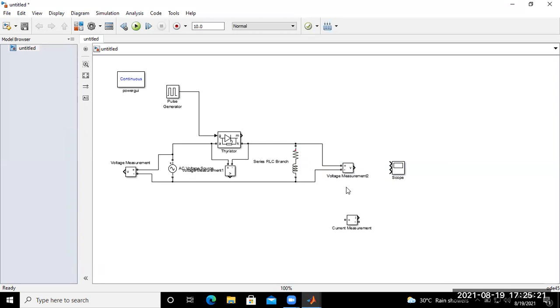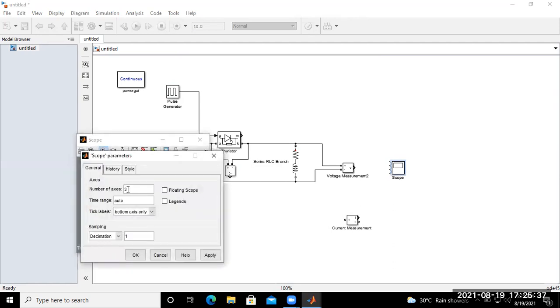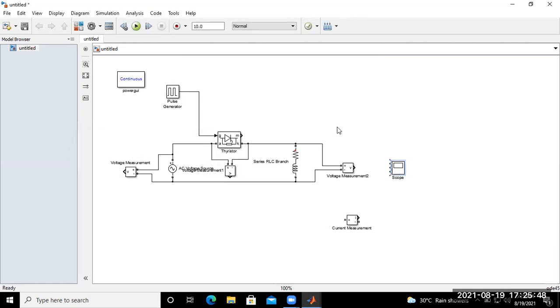Okay, so how many axes are required here? 1, 2, 3. If you want the gate pulse of this one, then we will connect one more axis here. That means 4. Just try to connect this one. Okay, so the supply voltage is connected by axis 1. Just move this one.